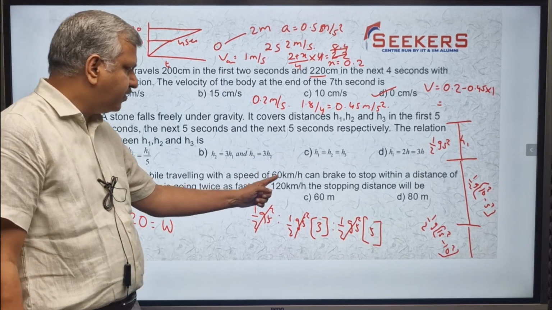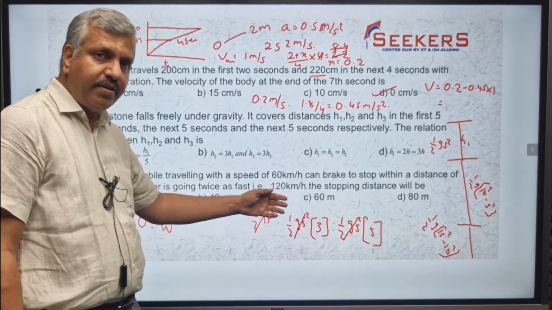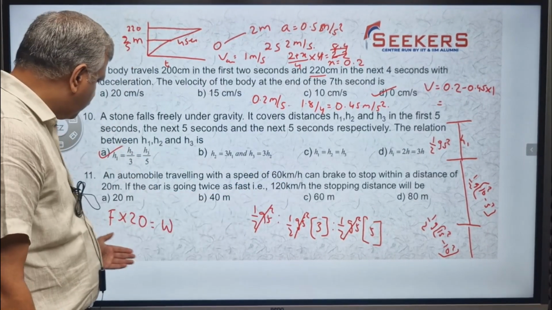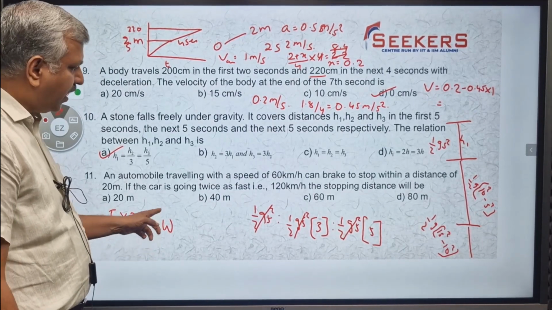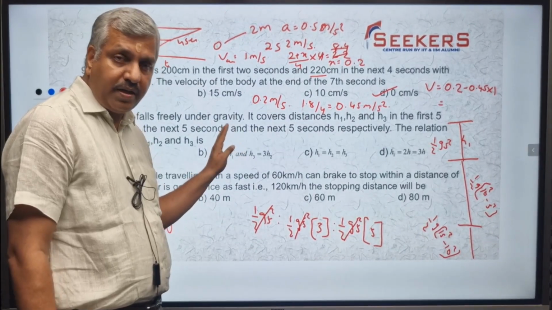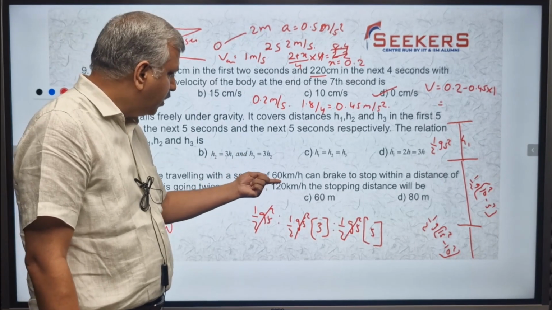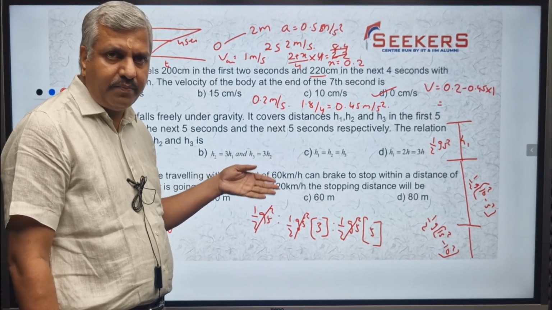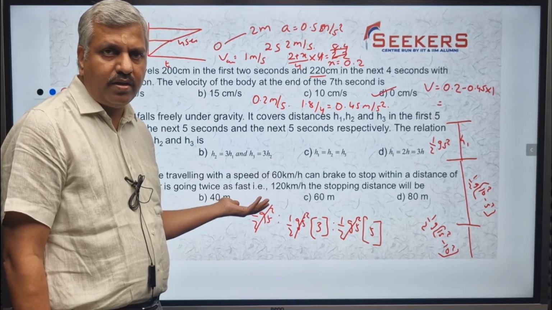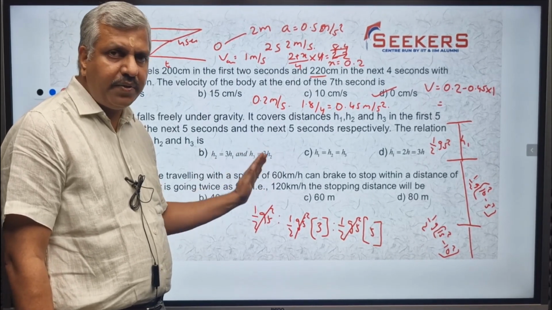Now when the velocity has doubled, the energy will become 4 times. So for 4 times, what will be the distance? It will be 80. Now I didn't use motion in a plane to answer this, because to convert 60 kilometers per hour into meters per second, I would get a 5 by 18. So that would be a very bad number for me to work with. It would take me a long time.